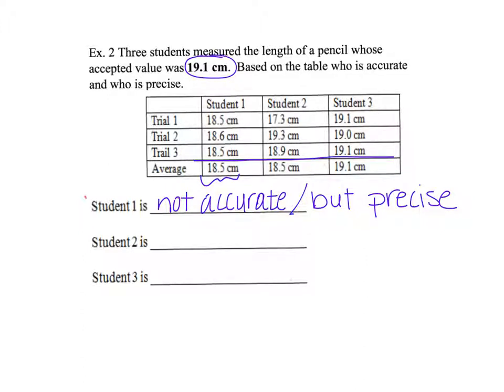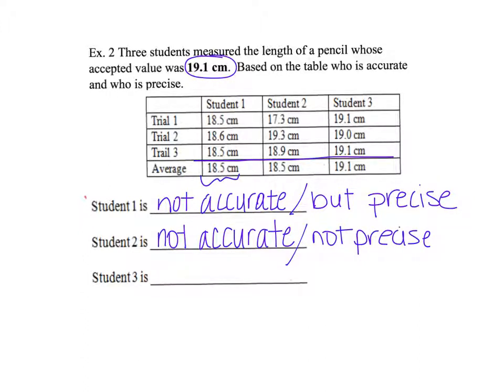All right, student 2. Are they accurate? No. Are they precise? No. Okay, so they're neither. And then finally, student 3, their average comes out to be 19.1. Would you say that's pretty accurate? Yeah. Heck yeah. And looking at all their measurements, are they pretty precise? Yeah. Yes. Okay.